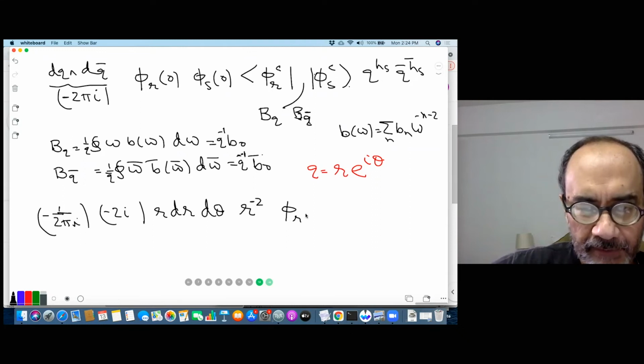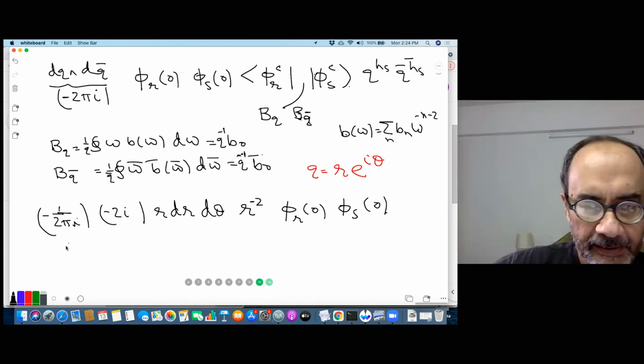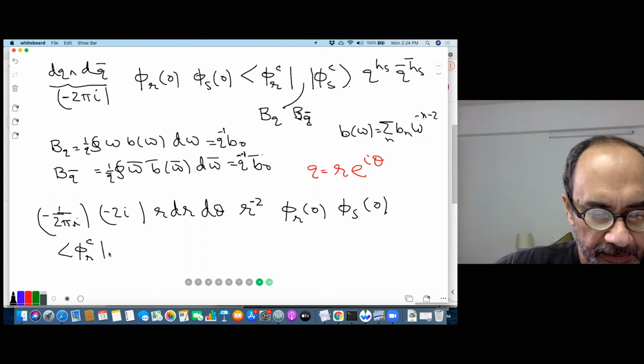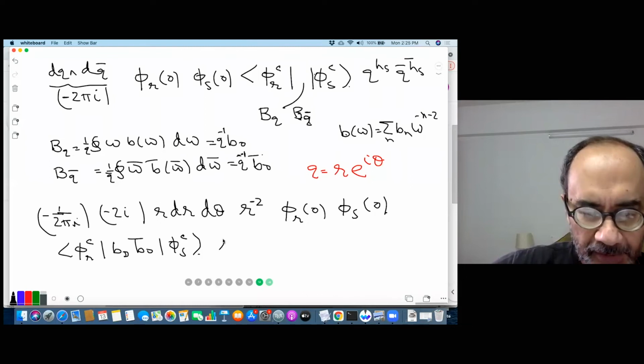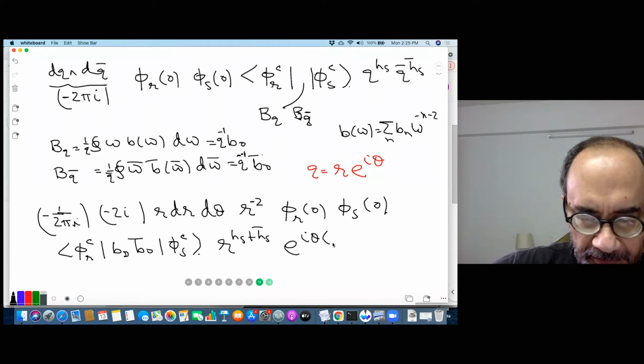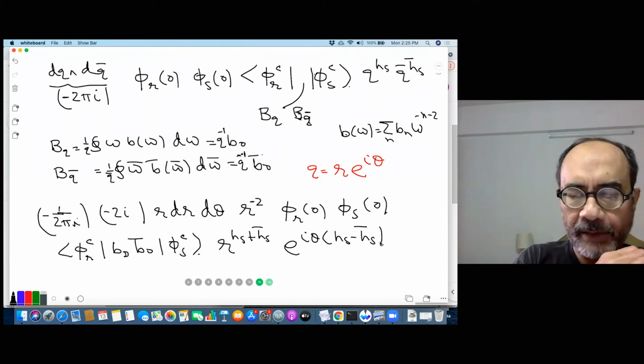Then we have phi r of 0, phi s of 0. Then, here b0, let me write this here. Phi rc b0 bar phi sc. And here you see q to the hs, q bar to the hs bar becomes r to the power hs plus hs bar, e to the i theta hs minus hs bar. Okay, so this is the extra integral that you get.